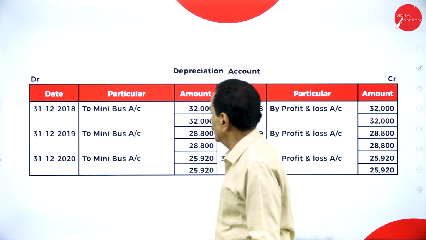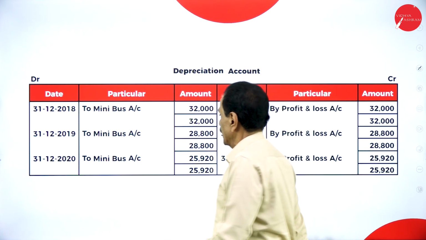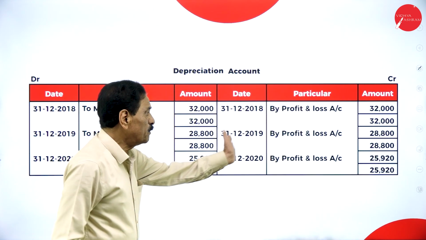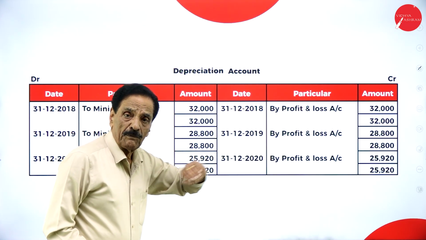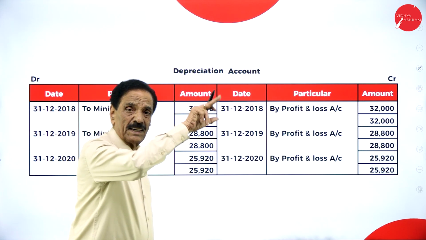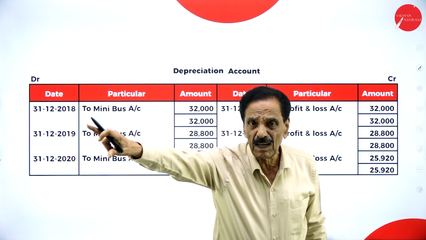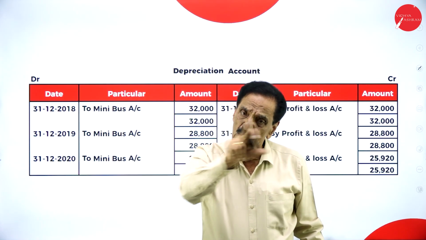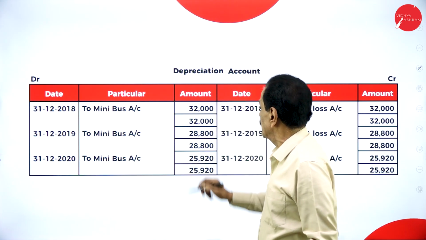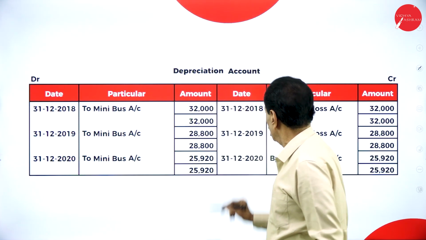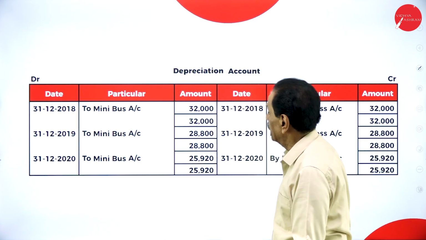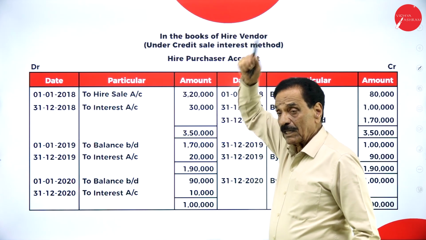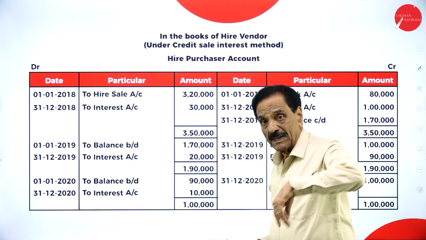Go with the depreciation. Depreciation account debit to asset account, minibus account, transfer to profit and loss account. Depreciation to minibus account by profit and loss account. So the last entry we are passing is journal entry, profit and loss account debit to interest account, to division account. Same entry we are passing, division account debit to asset account by profit and loss account. It's only a transfer entry.